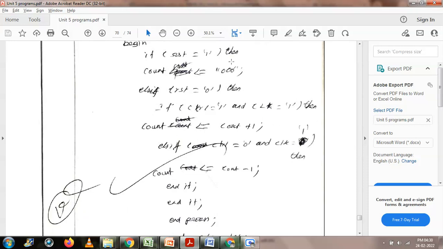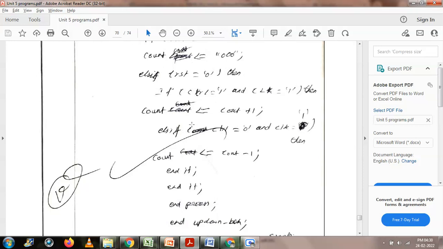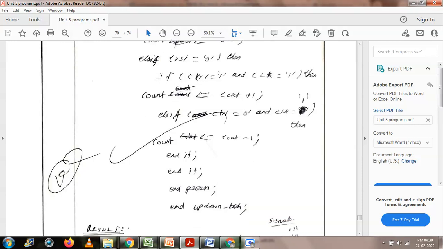If reset is 1, there is no count, the counter is 0. If reset is 0, the clock is 1 and control is 1, then the counter will start, so you have to count plus 1. Else if control is 0 and clock is 1, then count is count minus 1, because it is a down counter. If the controller is 1, that is an up counter. If the controller is 0, that is called a down counter.